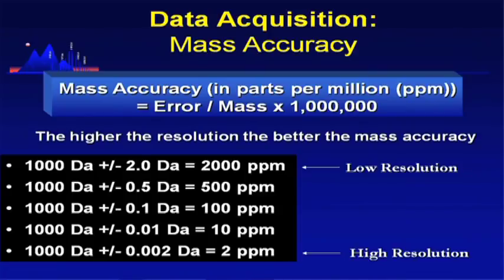Okay? As we start getting down here to the high resolution region, so here in this example, if we have 1,000 Daltons and we measure this plus or minus 0.01, then that's considered 10 parts per million. Okay? This is where you're going to have your time of flight instruments. Somewhere between 2 ppm and 10 ppm is where your time of flight instruments are going to be. Those are considered relatively high resolution instruments. Your Orbitraps and your FTMS instruments are going to be 2 ppm or better.